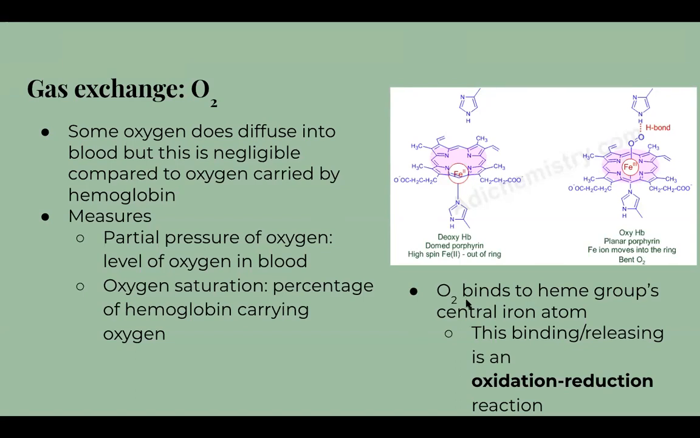There's several ways to measure the amount of oxygen in your blood. There's the partial pressure of oxygen, but then there's also oxygen saturation. I have both of these listed here. Partial pressure of oxygen is just the comparative pressure of oxygen to everything else in the blood, so all the other gases in the blood. And this is basically like measuring oxygen concentration. Oxygen saturation, on the other hand, is the percentage of hemoglobin carrying oxygen.